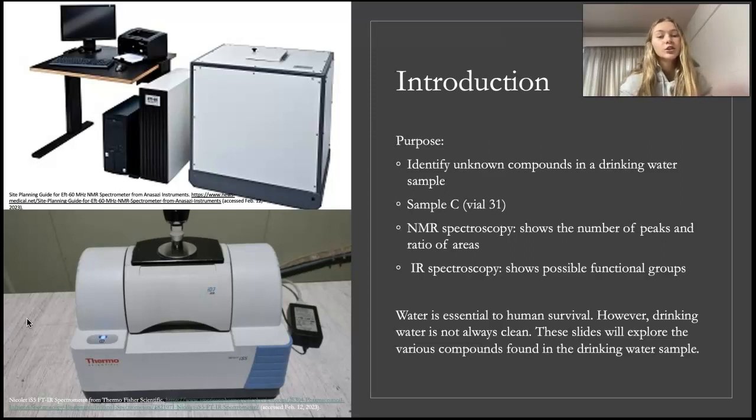The two types of technology used were NMR and IR spectroscopy. NMR shows the number of peaks and the ratio of areas, whereas IR shows the possible functional groups. Here is an NMR spectrometer as well as an IR spectrometer.